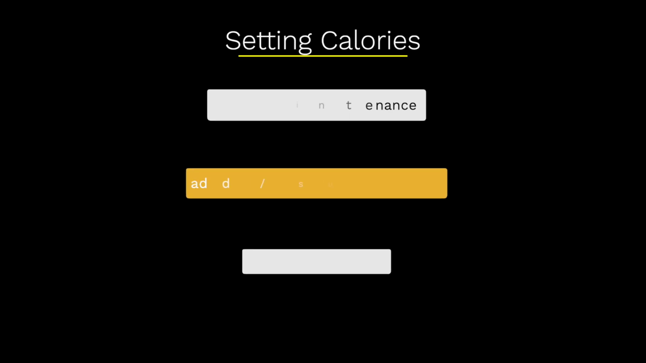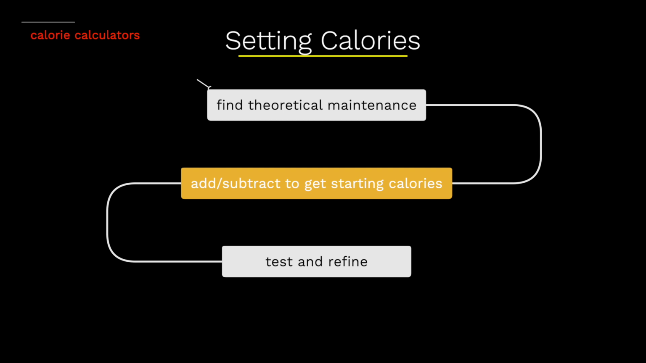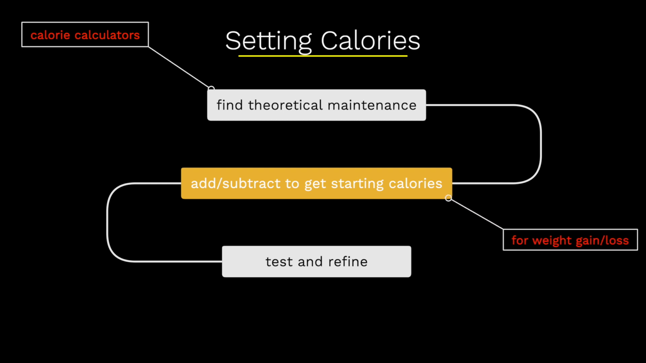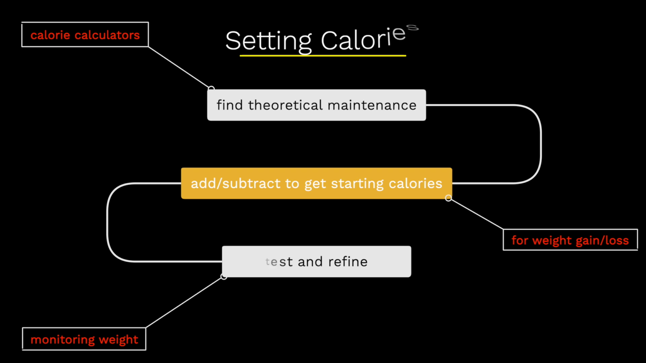So setting your calories is pretty much a three-step process. Number one, finding your theoretical maintenance calories. Number two, adding or subtracting a figure from that to get your actual starting calories. And number three, testing and refining that figure as you go along. The first two involve a pretty significant margin of error, and the third one is where you really drill down and get some actual accuracy.